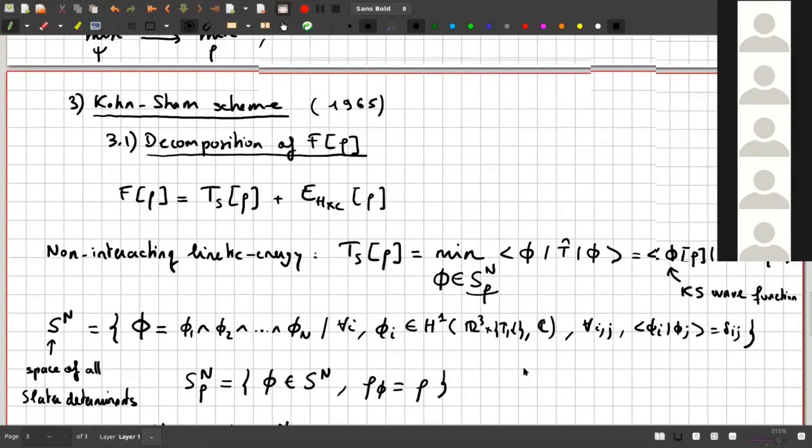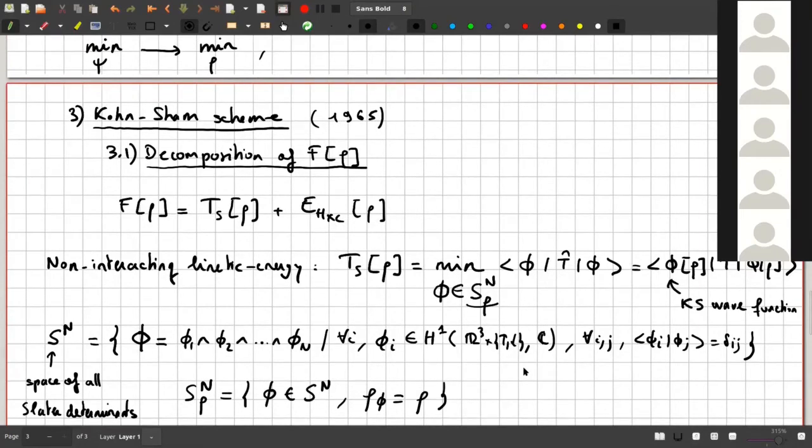Okay, so that is the non-interacting kinetic energy density. And the rest here, the remaining functional, is defined by difference. And it is, as the name suggests, called the Hartree exchange and correlation functional. And it is defined so that it is an exact decomposition. Okay, there is no approximation here.